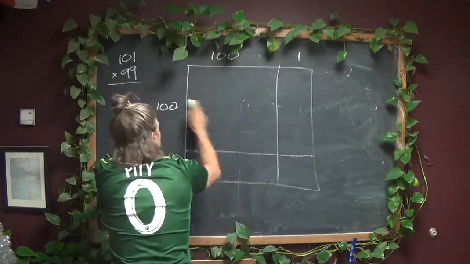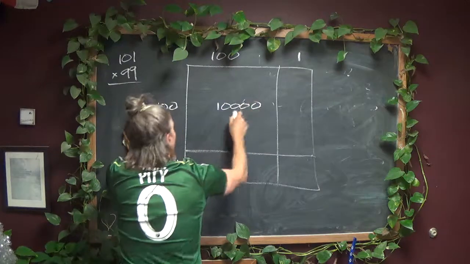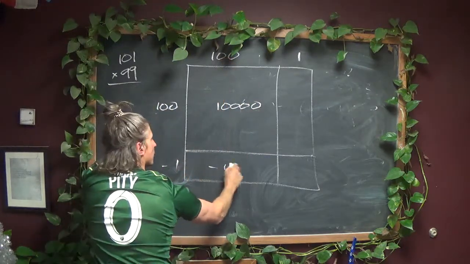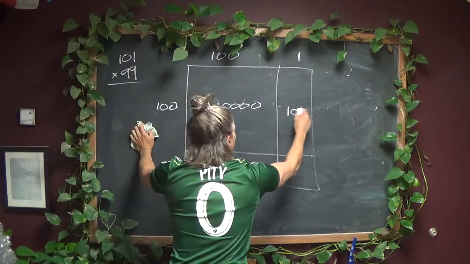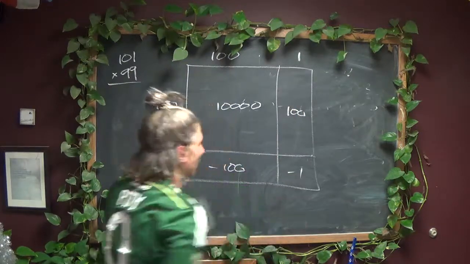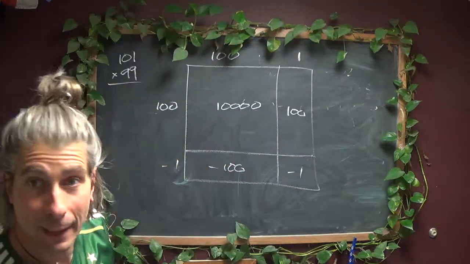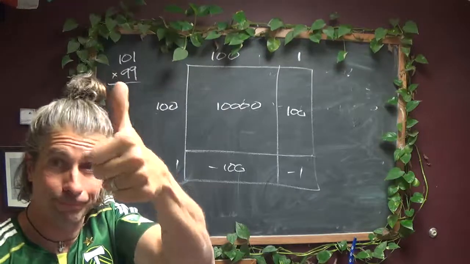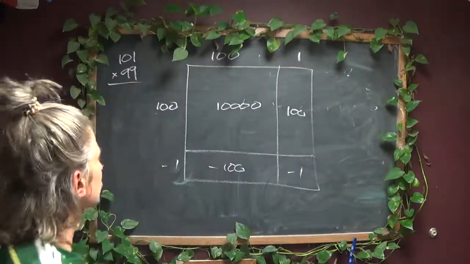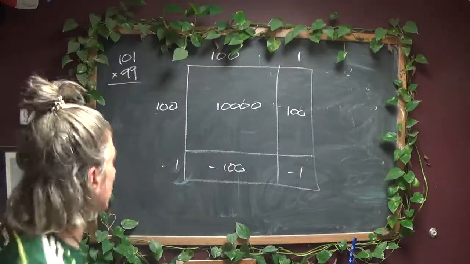So this one times this one gives you your 10,000. That one times that one gives you your -100. That one times that one gives you a 100, and that one times that one gives you a -1. And then all you've got to do is add them all together, and you get what you need to get. Hopefully that makes sense. Okay, so far so good, I hope.